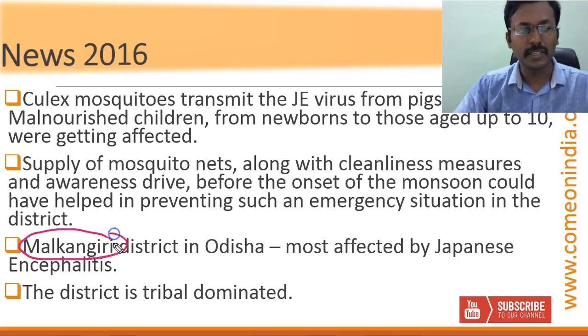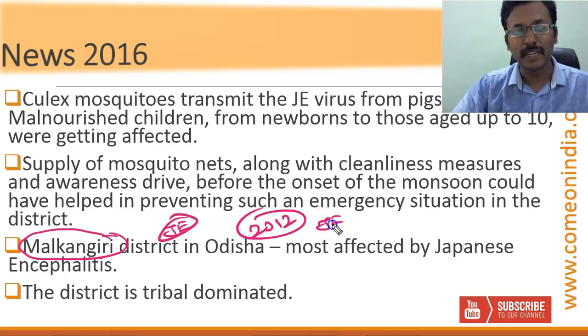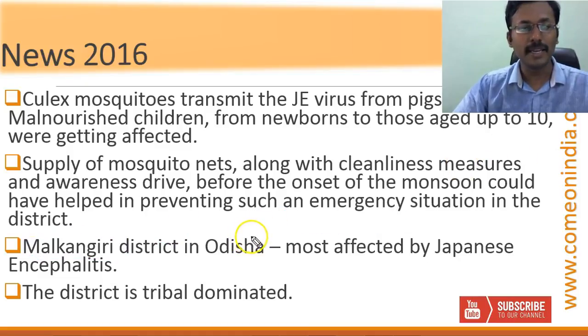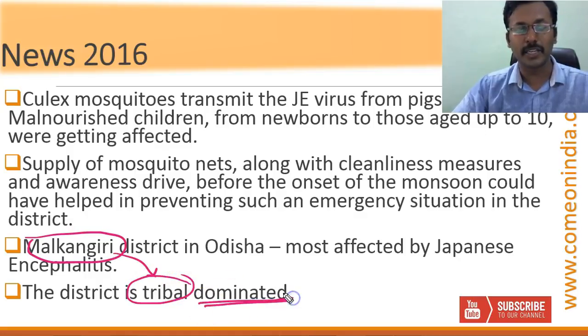Malkangiri district is highly prone to Japanese encephalitis every year. In 2012, Japanese encephalitis killed more than 100 children. Children are mainly affected because of Japanese encephalitis viral infection. Another point about Malkangiri district is that it is a tribal dominated district.